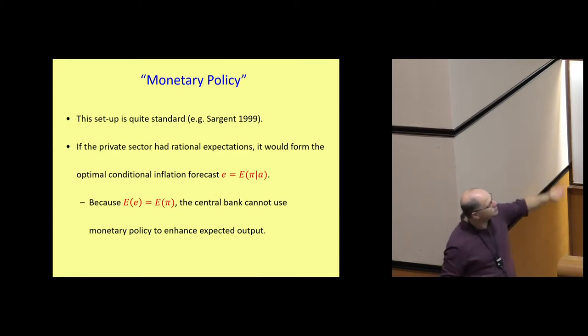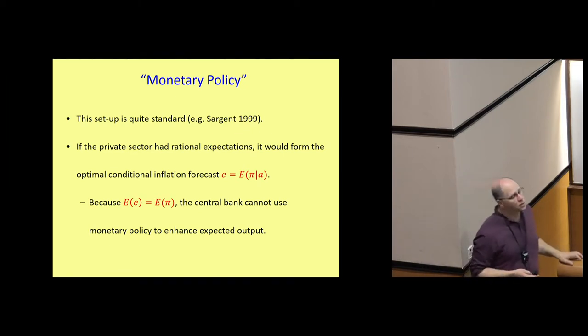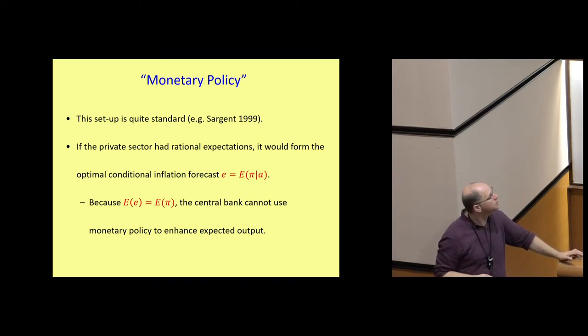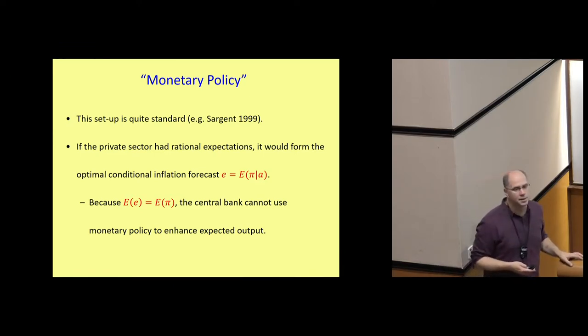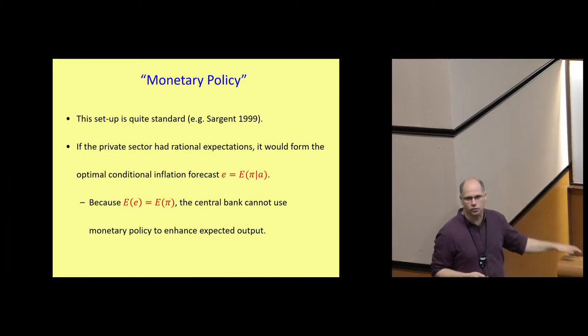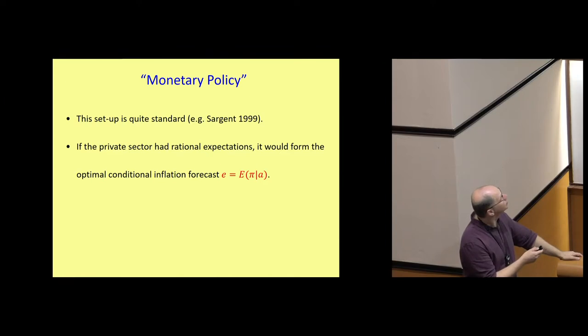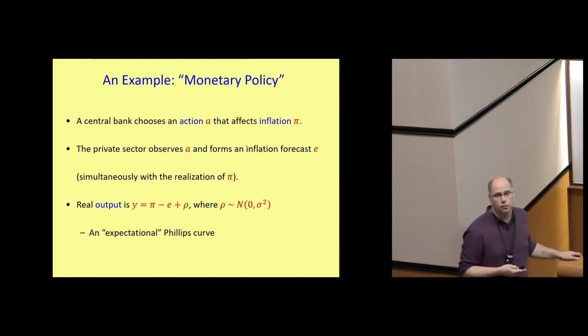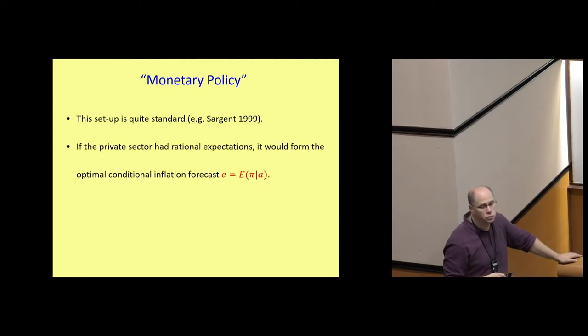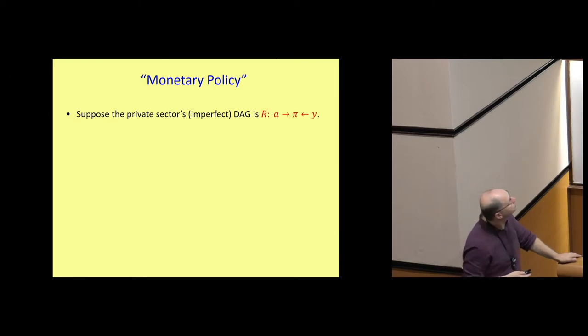In any case, if the private sector has rational expectations, its long-run inflation forecast coincides with long-run inflation, so the central bank cannot use monetary policy to enhance expected output. That's the basic Kydland-Prescott insight, or going back to Friedman and Phelps in the late 60s, that if you believe this Phillips curve, then monetary policy cannot be used to enhance expected output. So it's like effective neutrality of money. But now suppose that the private sector's DAG is this thing here.